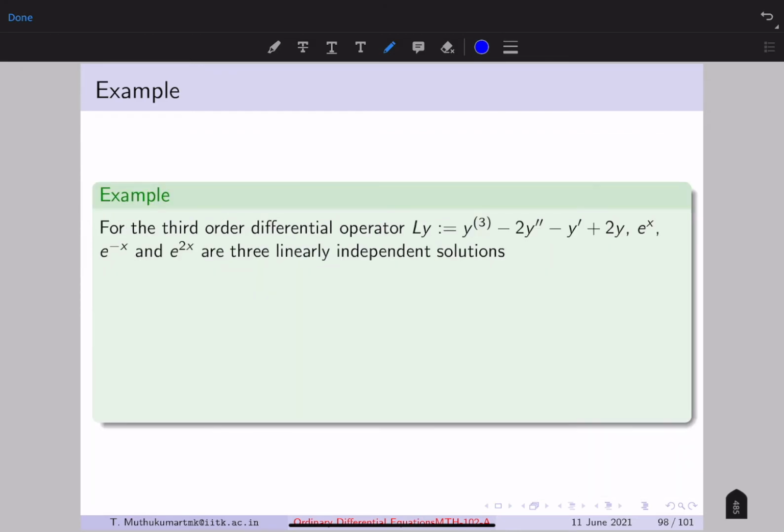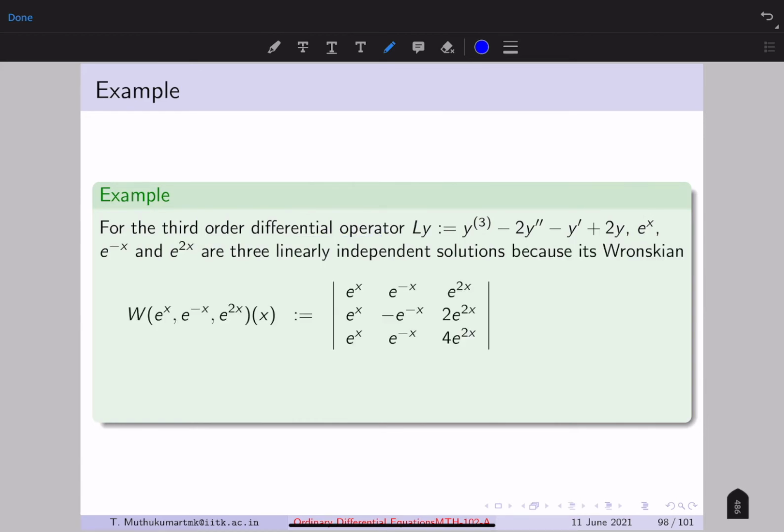Now let's look at a different example, which is a third order differential equation, which is this. We will show that e power x, e power minus x, and e power 2x are three linearly independent solutions. We have also seen this example before, and we are now only checking that these solutions are linearly independent, which we also checked before in a different way.